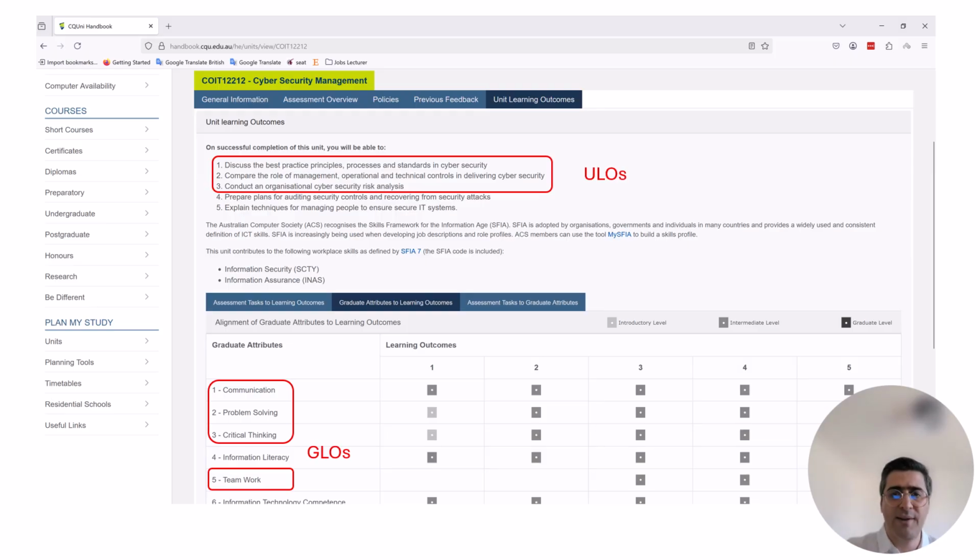As we can see in this snapshot from the official unit information at CQU, this assessment is designed to align with several key unit learning outcomes by requiring students to discuss best practice principles, compare management, operational, and technical controls, and conduct an organizational cybersecurity risk analysis. It also supports graduate learning outcomes, including communication, problem solving, critical thinking, and teamwork.